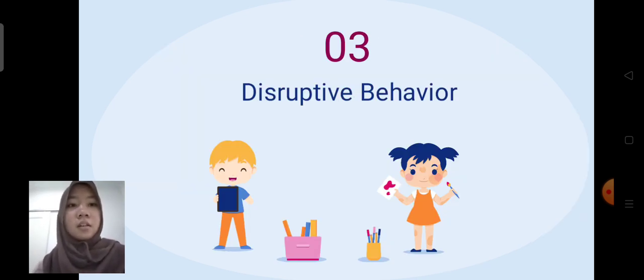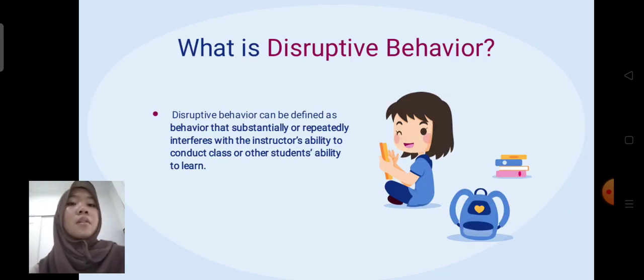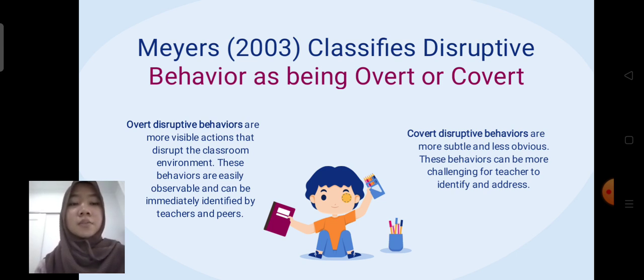Okay, this is the last topic of part 1, disruptive behavior. Disruptive behavior can be defined as behavior that substantially or repeatedly interferes with the instructor's ability to conduct class or other students' ability to learn. Myers 2003 classifies disruptive behavior as being overt or covert.